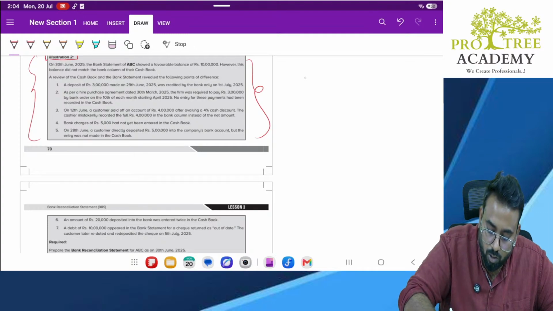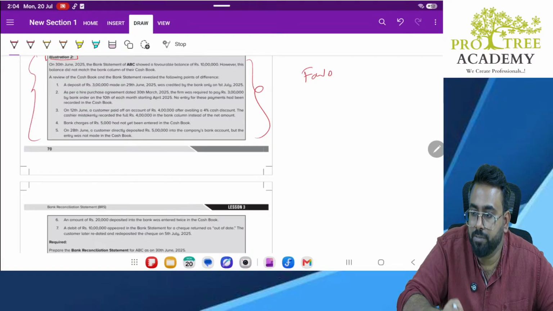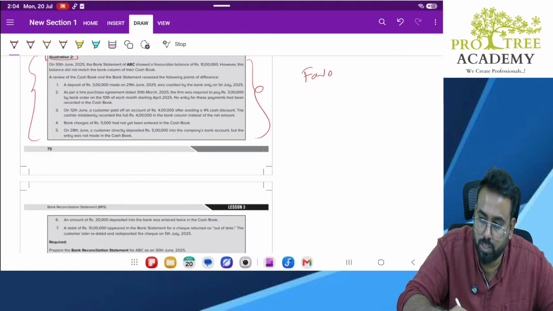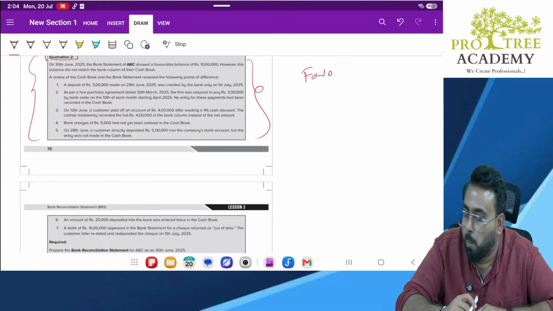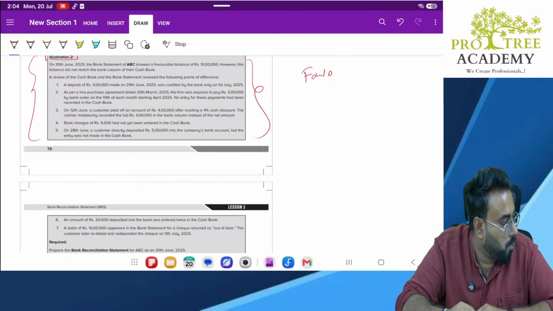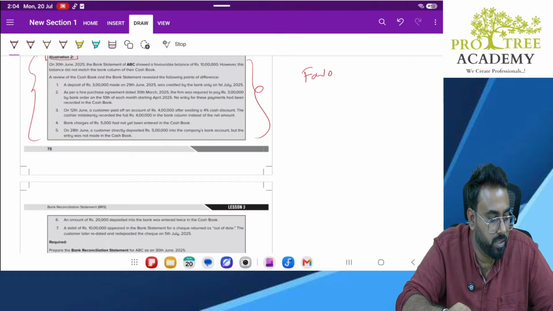Now understand the concept of favorable and unfavorable. Favorable means positive balance, unfavorable means negative balance. Please solve illustration number 2. Quickly, giving you 2 minutes.